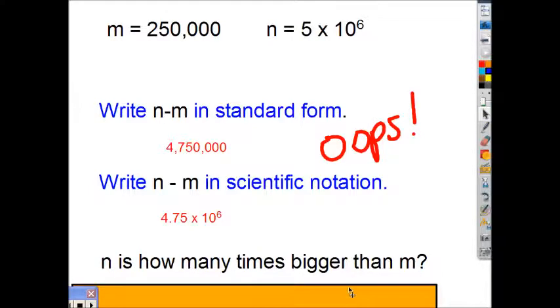Okay. Now here's one. N is how many times bigger than M? You may have seen that little answer, but go ahead and figure out why it's that. Press pause and come on back.